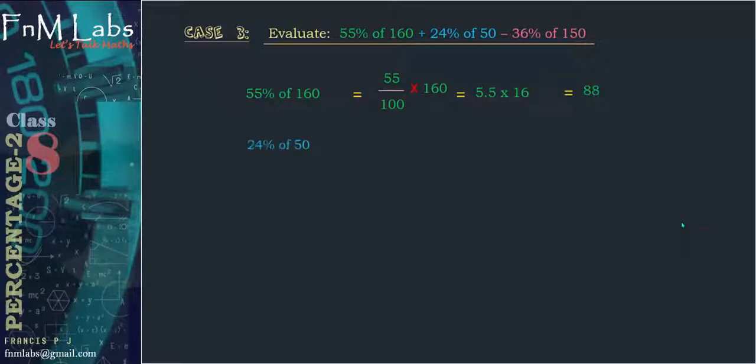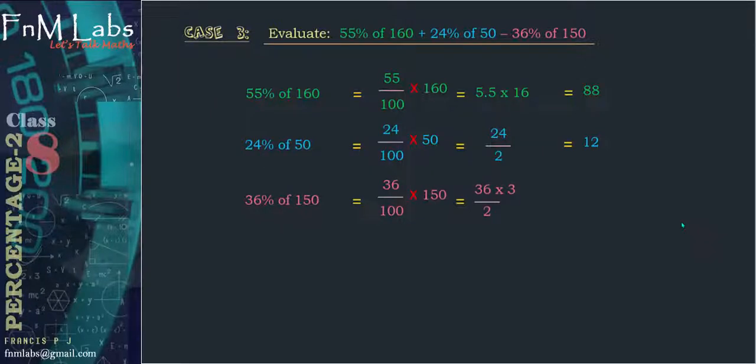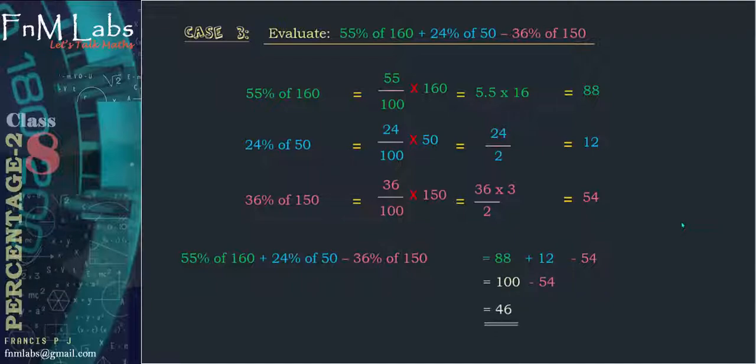And 24% of 50 is equal to 24 by 100 times 50 is equal to 24 by 2, which is 12. Similarly, 36% of 150 is equal to 36 by 100 times 150 equal to 36 times 3 by 2, which is equal to 54. Therefore, the answer to the question is 88 plus 12 minus 54, which is equal to 100 minus 54, which is equal to 46.